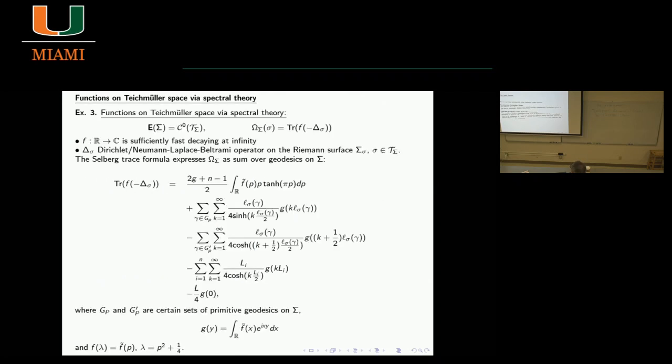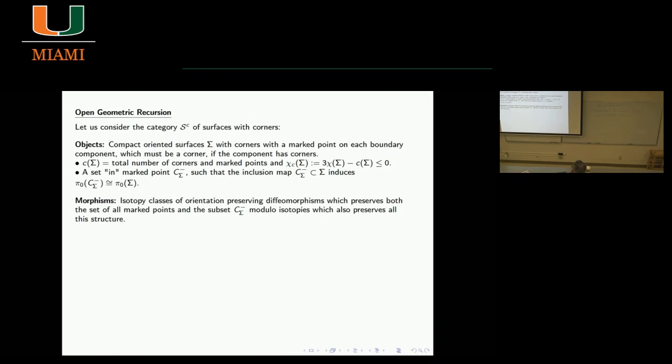But what I want to actually just quickly show you via pictures is what I was really hoping to tell you about on top also. And so this is this function that comes from the Laplacian, right? And actually, what you should do is consider surfaces with corners, and then you don't recurse in the Euler characteristic, but you recurse in 3 times the Euler characteristic minus the number of corners.